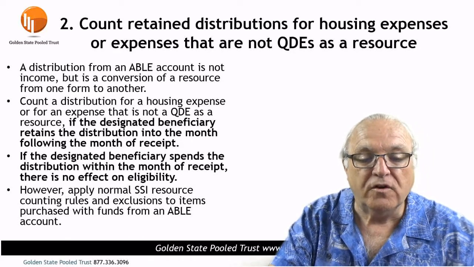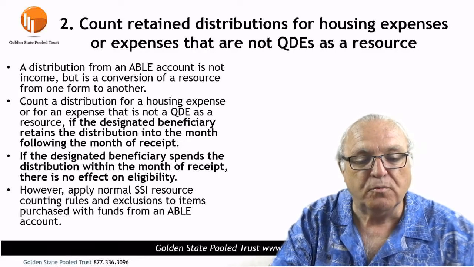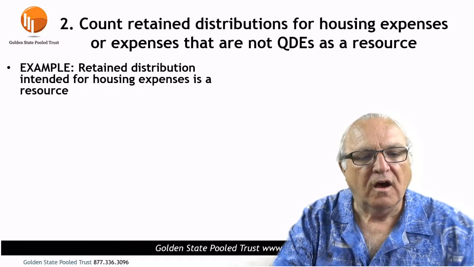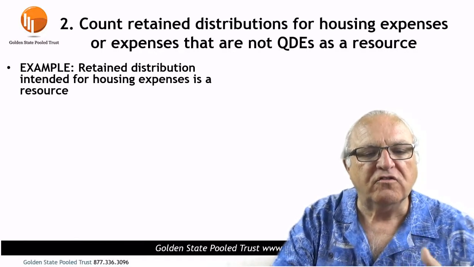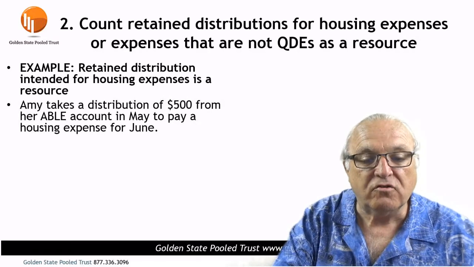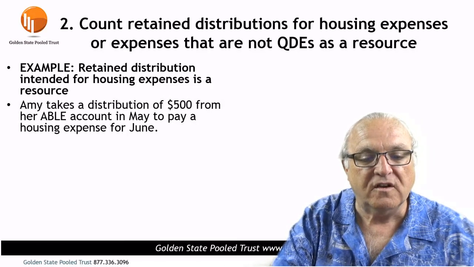However, apply the normal SSI resource counting rules and the exclusions to the items purchased with funds from an ABLE account. Example here is distributions intended for housing expenses. Amy takes a distribution of $500 from her ABLE account in May to pay for a housing expense in June.